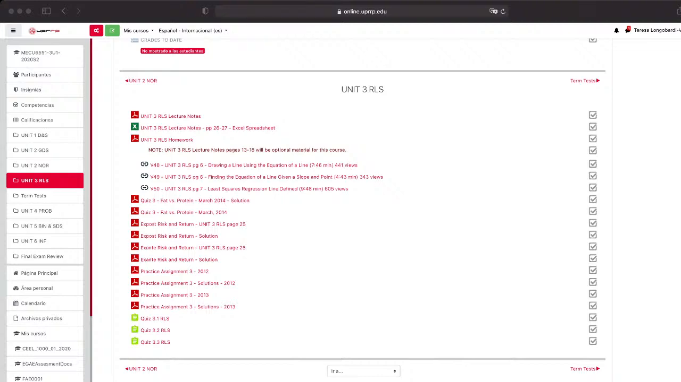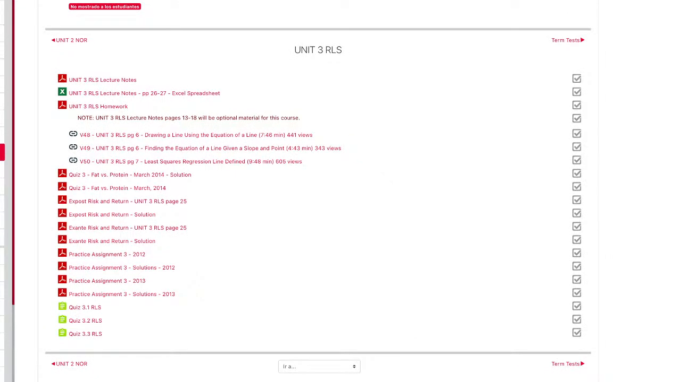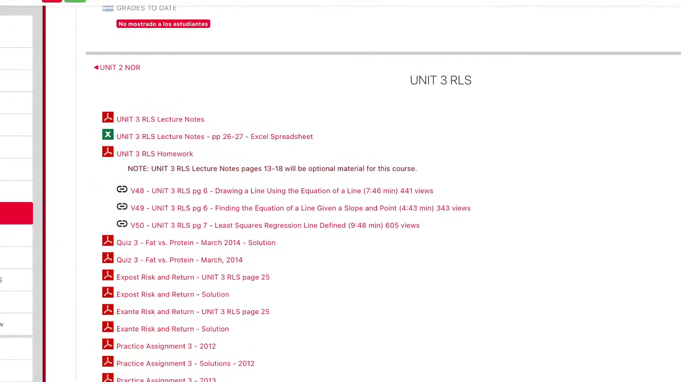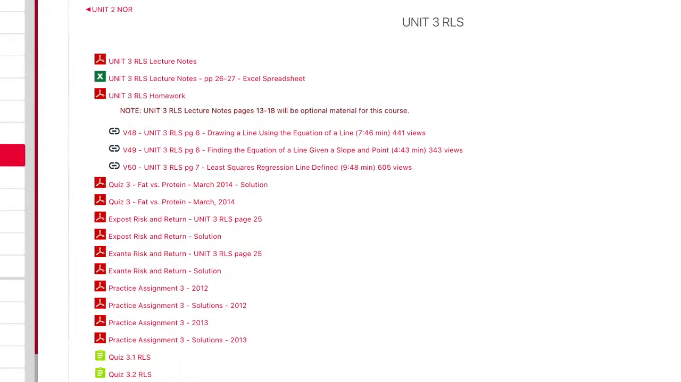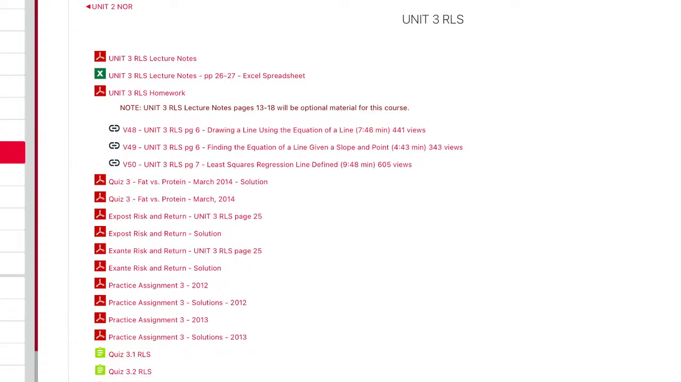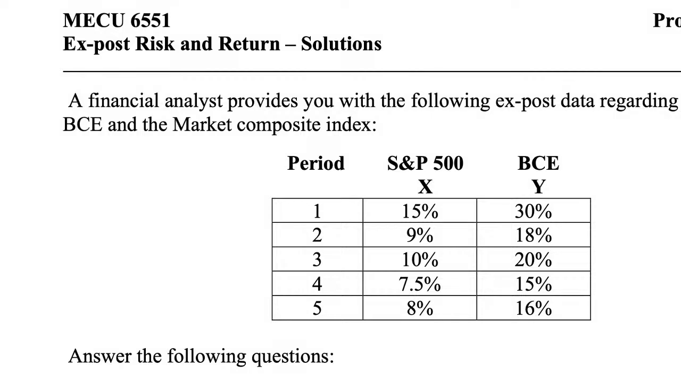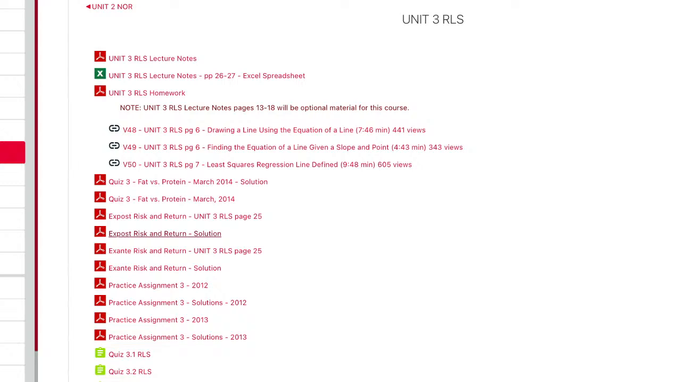So this is the Moodle page, and here you go. This is the information. These are the results. This is the solution. So you could go step by step. Can you see that? And calculate the solution. Why didn't that work?